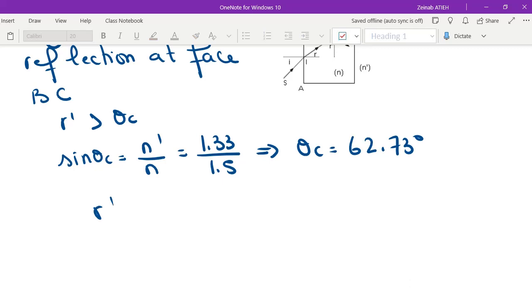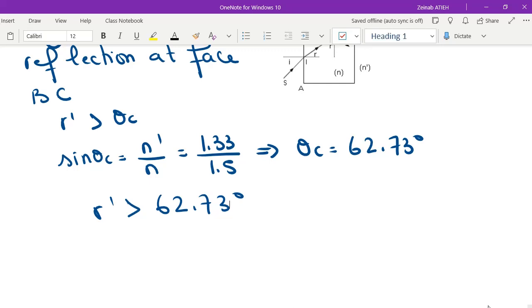So we need R prime to be greater than 62.73 degrees. We want to find a relation for I. We care about I, not R prime. The question asks how large I must be so that we have total internal reflection. We know that I is related to R and R is related to R prime. So I have to use the relation between R prime, R and I to reach I. Okay, now I put a condition on R prime and will try to reach I.